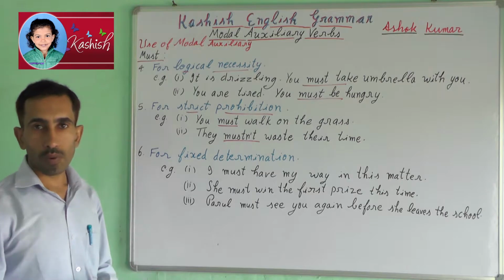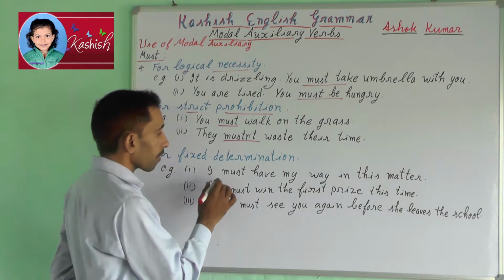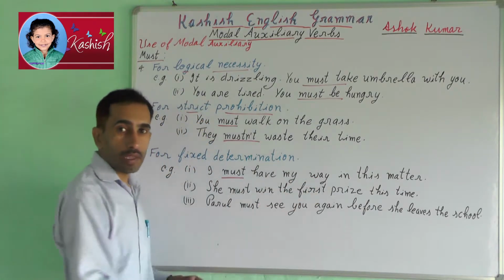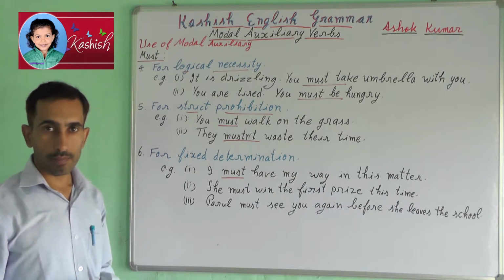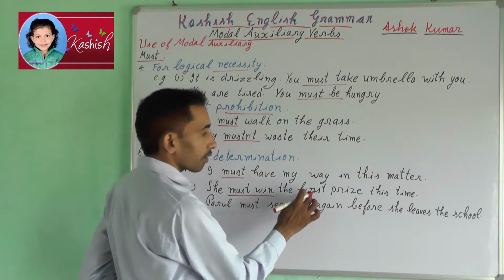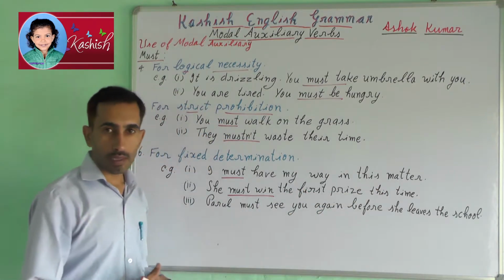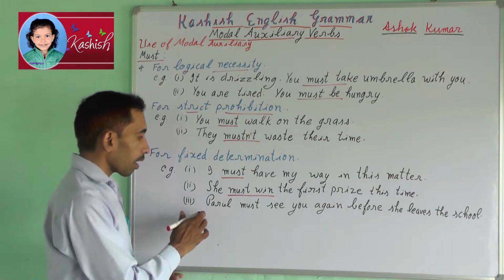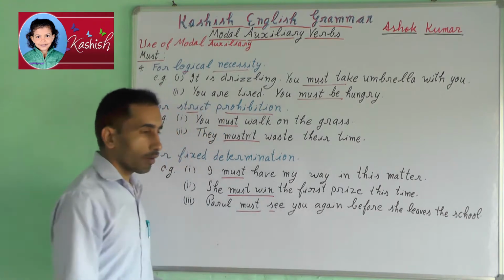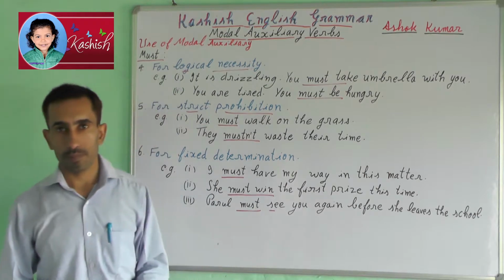Sixth, for fixed determination. For example, I must have my way in this matter. Next, she must win the first prize this time. Next, Parul must see you again before she leaves the school.